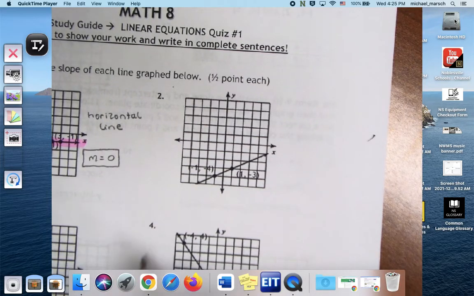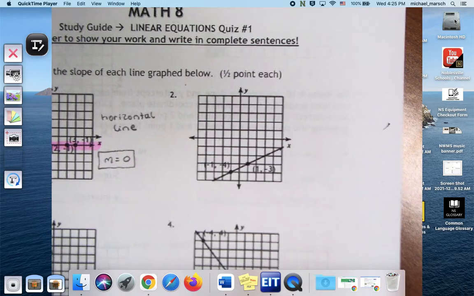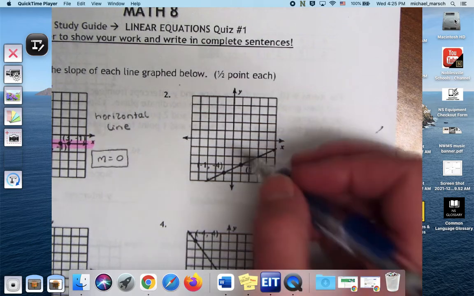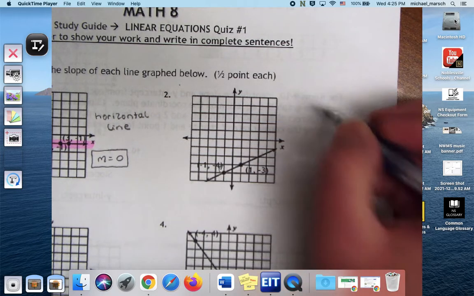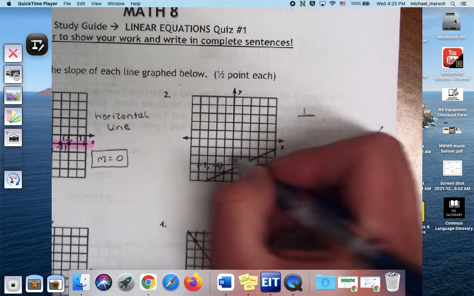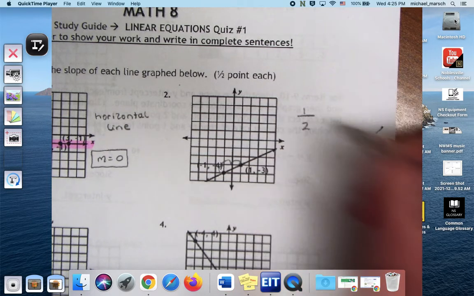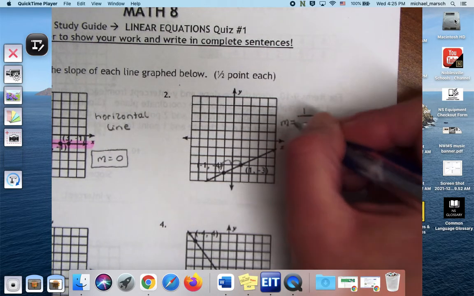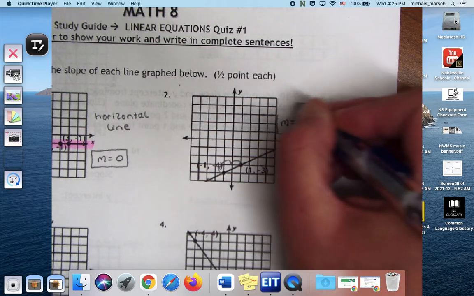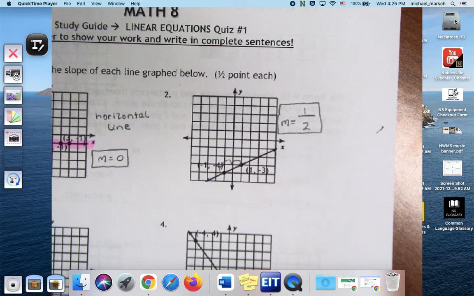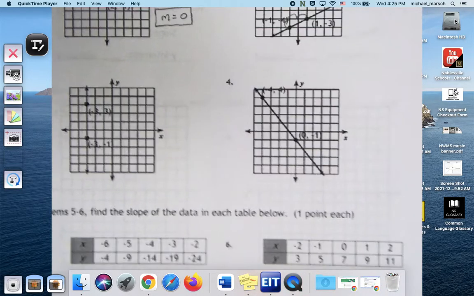So right here, all we're doing is finding the slope. We're not doing the equation right now. Find the slope for this one. All right, well, I'm going to go rise 1, run 2. So that's going to be my slope. Remember, it's rise or fall over run.